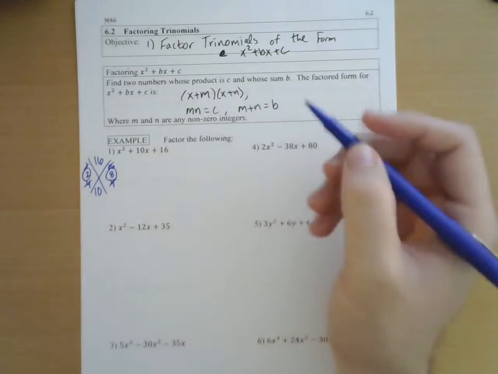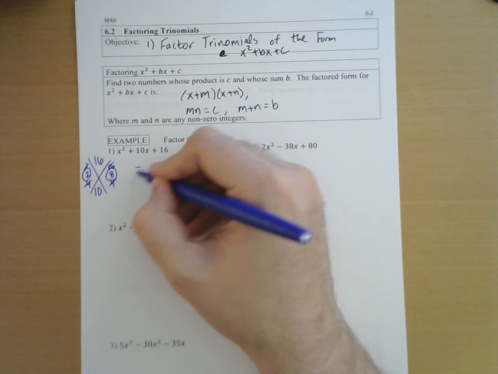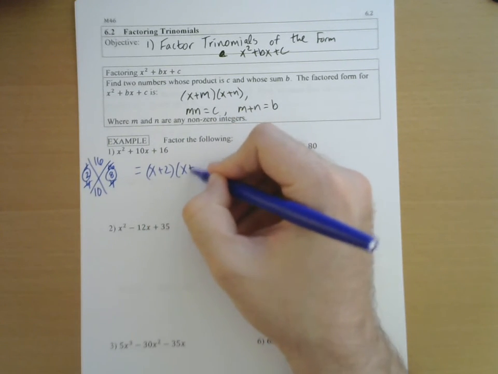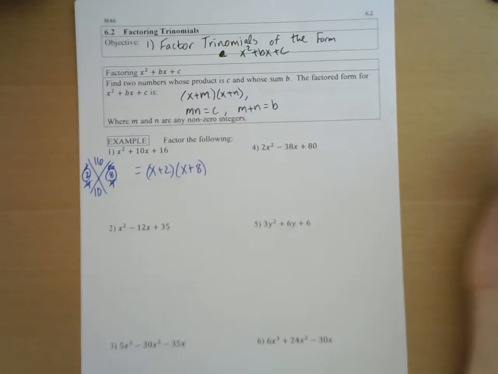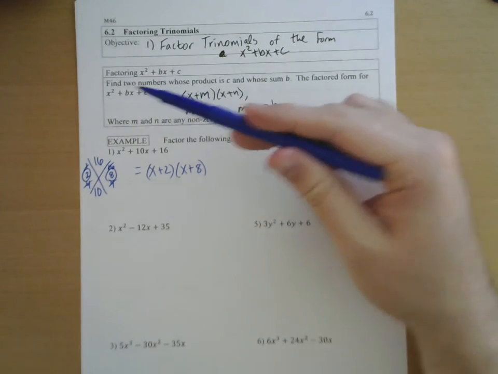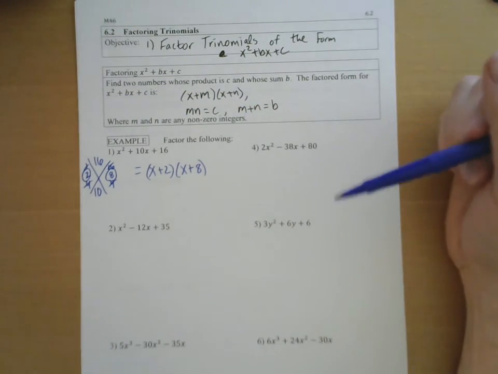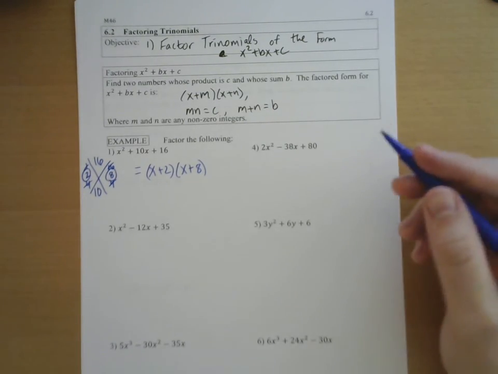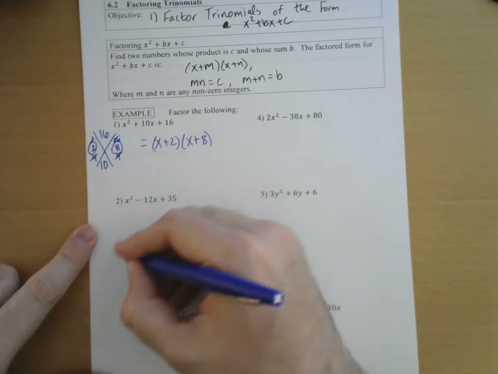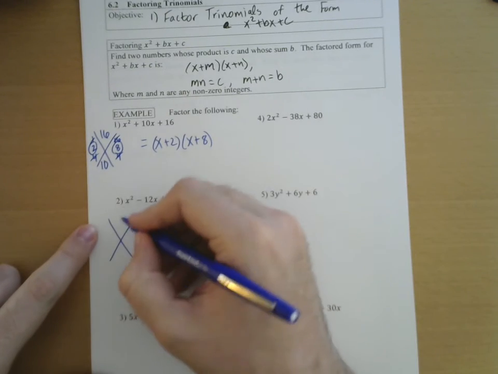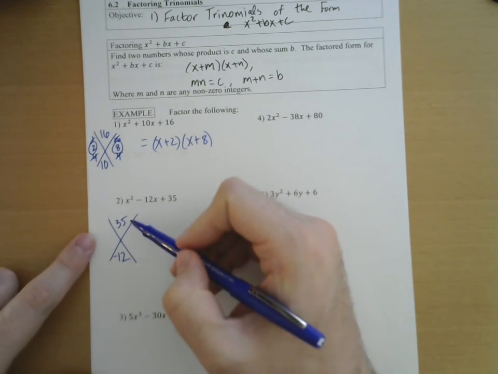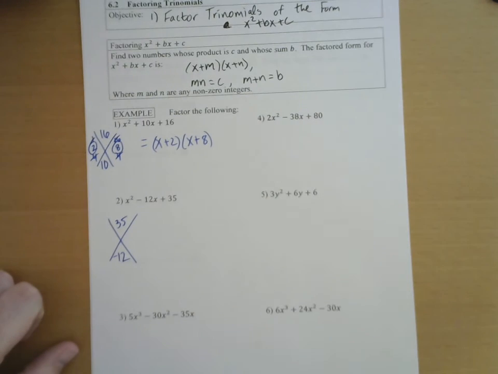2 plus 8 is 10, 2 times 8 is 16. So this factors to x plus 2 times x plus 8. And we're done. That's what's really nice about this form. When you have a 1 instead of a number on the x squared, you can factor really easy. So if we go to number 2 here, again, set up the little magic cross, 35 and negative 12. So we're multiplying to 35 and adding to negative 12.